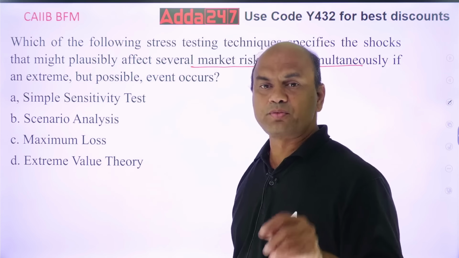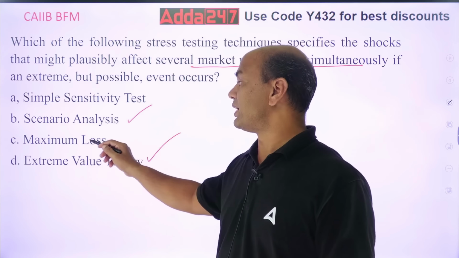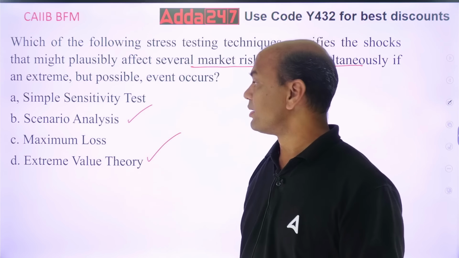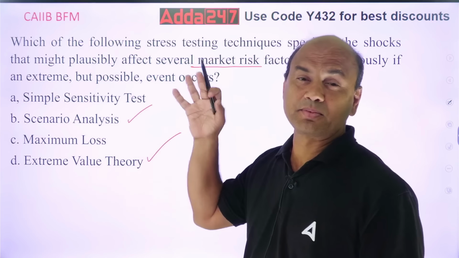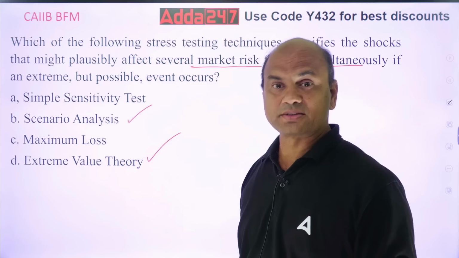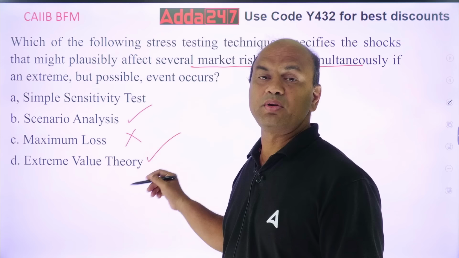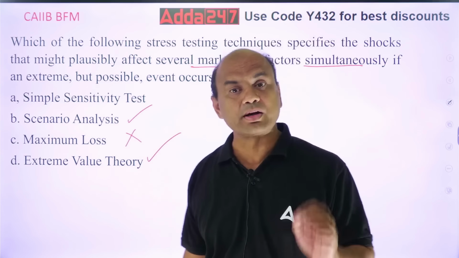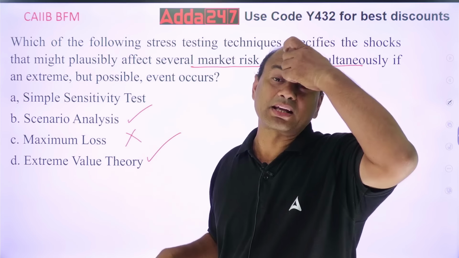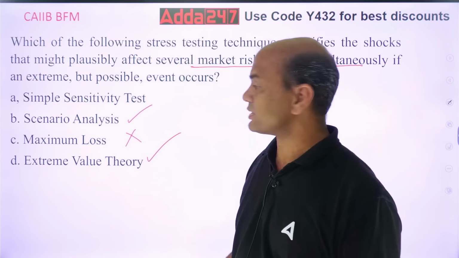Many of you will get confused over here. Some of you might think maximum loss, because all the things are coming at the same time. But it's not the answer. Maximum loss is not the answer. EVT is also not the answer, because EVT is different. EVT is not all the things coming at the same time. EVT is basically the market crashing like never before. That's called a tail concept. So this is also not true.